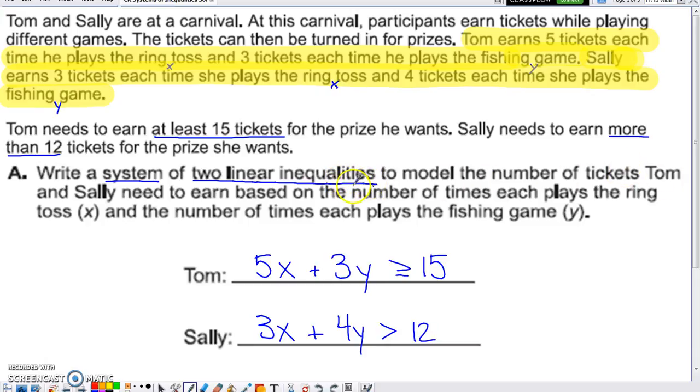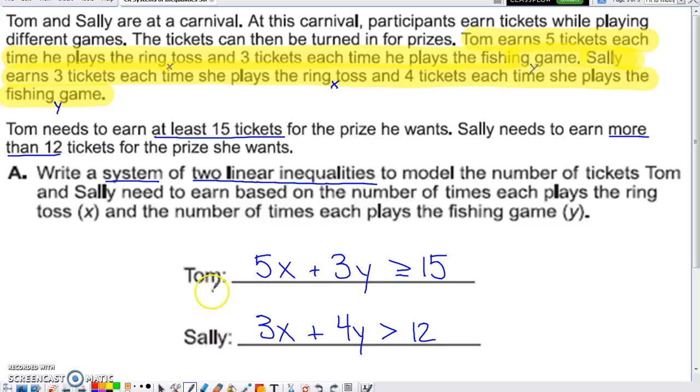We want to model the number of tickets Tom and Sally need to earn based on the number of times each plays the ring toss, and they tell us what to use for the number of times they play the ring toss, X, and they also tell us to use Y for the number of times that they play the fishing game. So I read that and I kind of went back and I labeled the number of times we play ring toss as X, number of times we play fishing as Y, same thing for Sally.